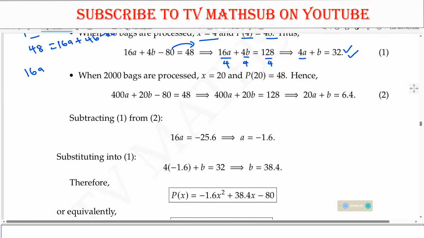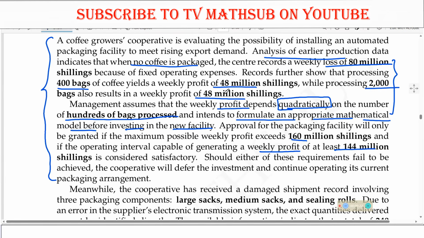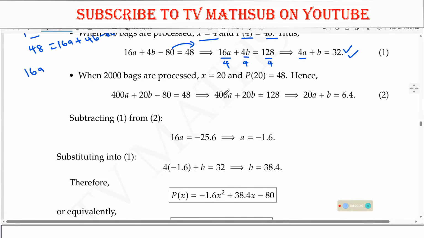When 2,000 bags are processed, what will be the profit? The profit will still be 48 millions. So when 2,000 bags are processed, it means our X will be 20, because X is representing hundreds of bags. That will be the value of X, and P of 20 is still 48.